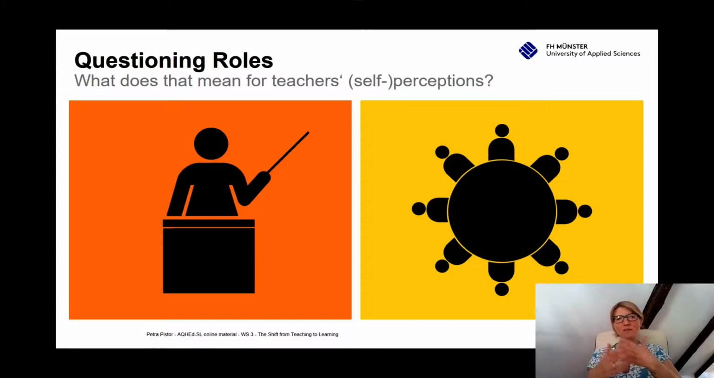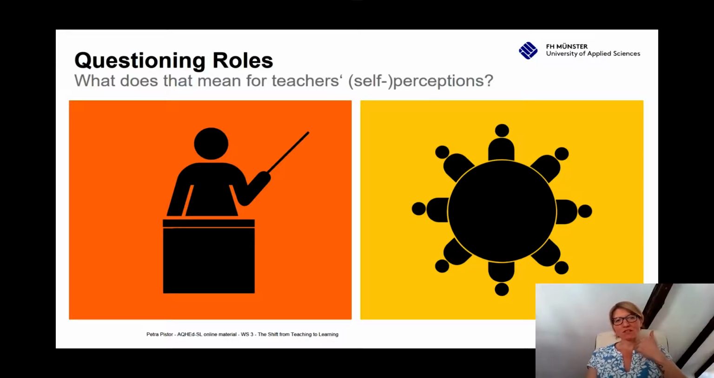And in particular, it might be a challenge for more traditional teachers who have a very clear-cut perception of themselves as instructors. The shift from teaching to learning also brings about another question. The transition from a more teacher-centered education can only be successful if students, A, can be trusted to be interested in taking part in their own learning processes.